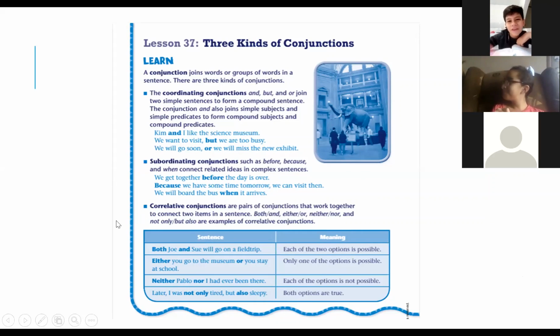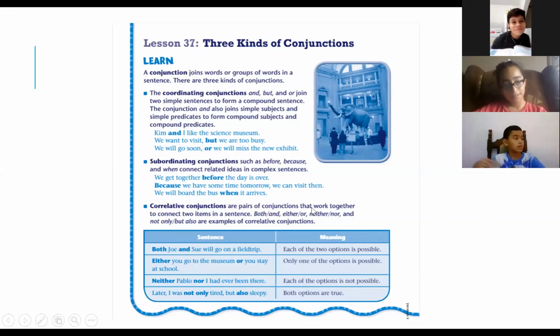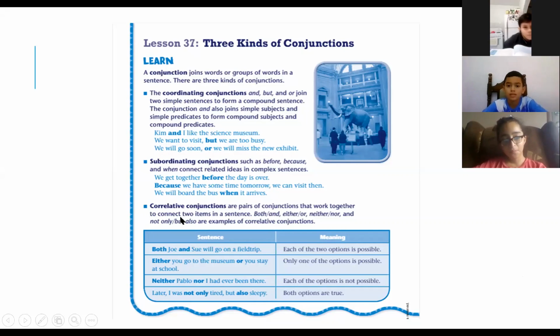Okay. So we're going to try to finish because we only have like 9 minutes. Correlative conjunctions, okay, are the last conjunctions we have. They are pairs of conjunctions that work together to connect two items in a sentence. So correlative conjunctions have to be together: both, and; either, or; neither, nor; and not only, but. So these have to be together so they can work as a correlative conjunction.